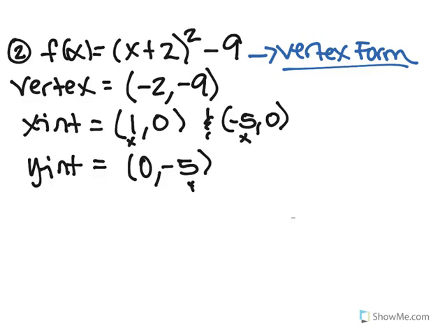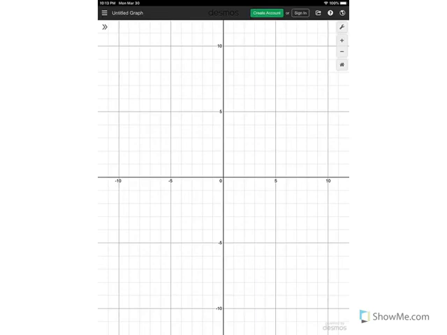So these 4 points are what we're going to plot to draw our actual parabola. The vertex, the x-intercepts, and the y-intercept. So our vertex, let's plot it first. It's at negative 2, negative 9. So I'm going to go over 2 lines to the left. And I'm going to go down 9. 1, 2, 3, 4, 5, 6, 7, 8, 9.